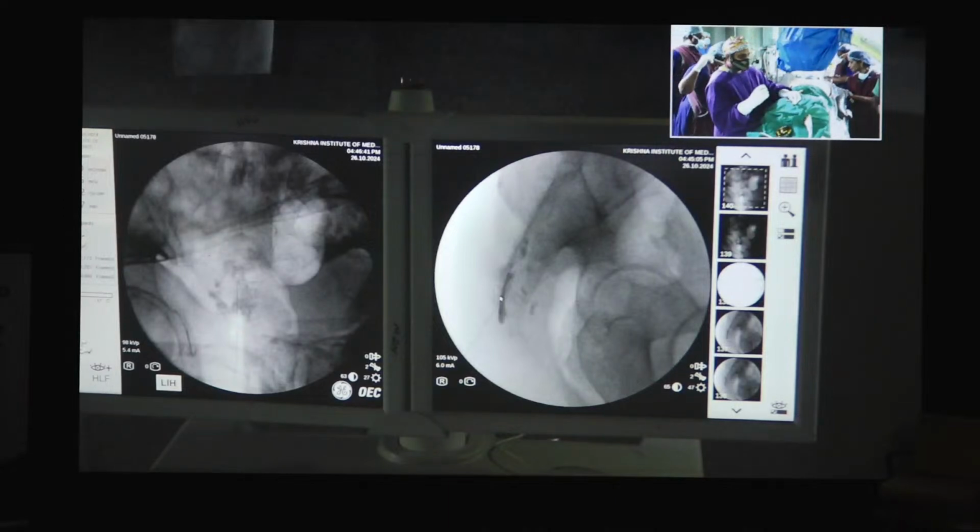So patient is feeling a bit of pressure. So that's why we are giving it very slowly.